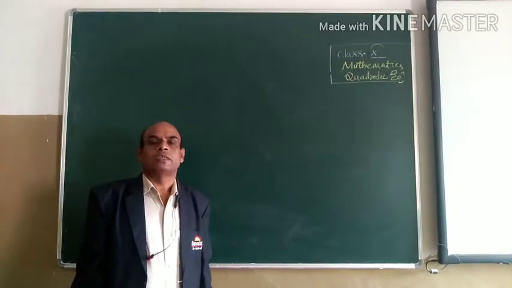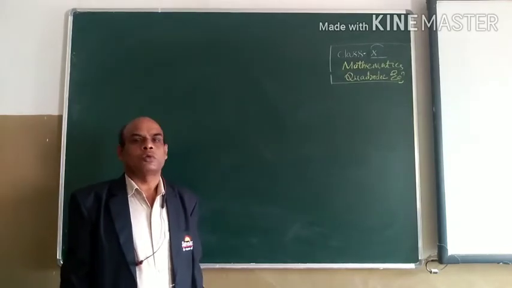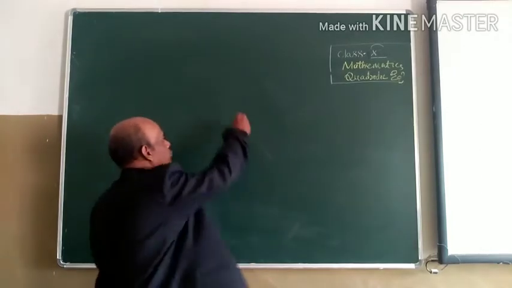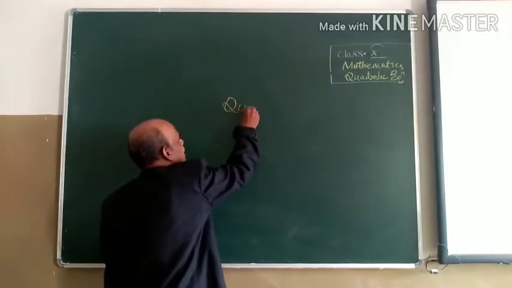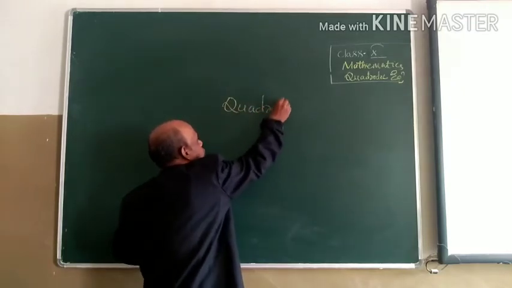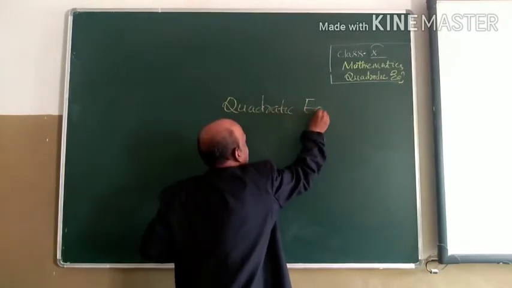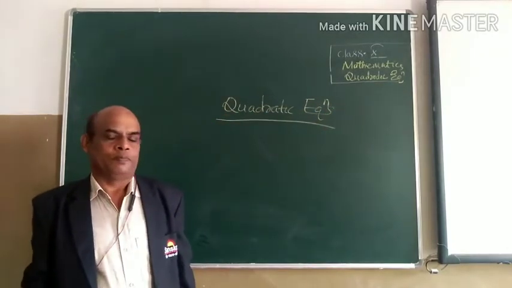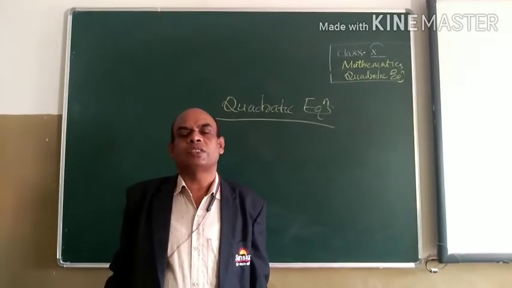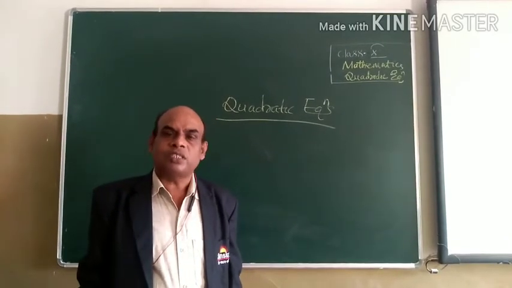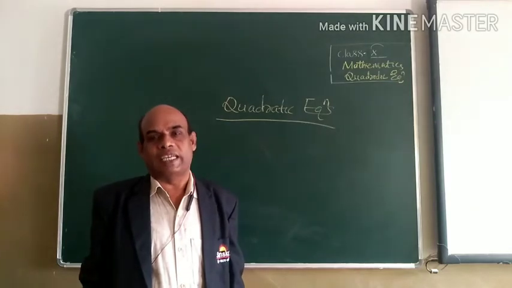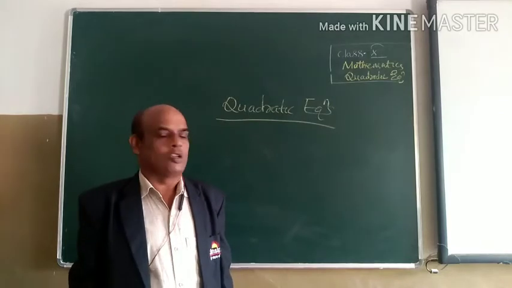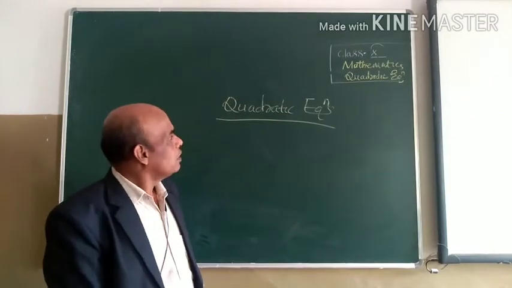Now we will study a new chapter, chapter number 4, quadratic equations. We will now read about quadratic equations. Already I told you, equation means an equal sign must be there. If there is an equal sign, then you can say that is an equation. Otherwise, that is not an equation.